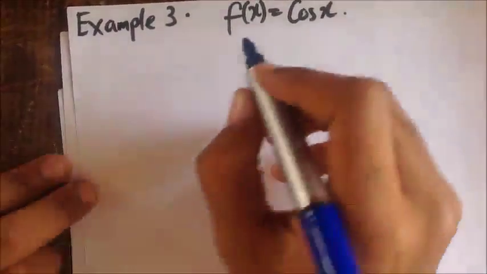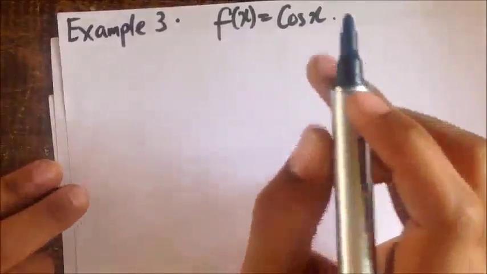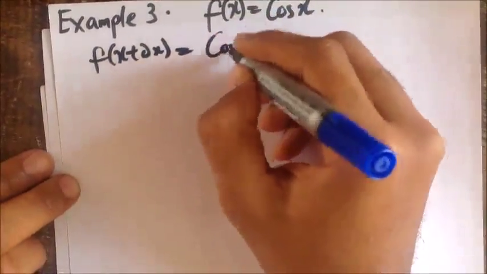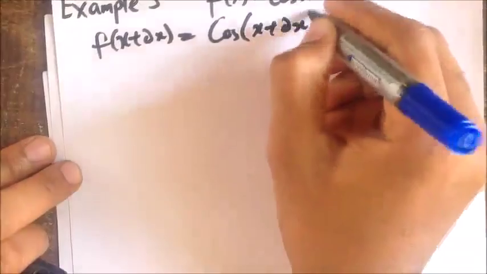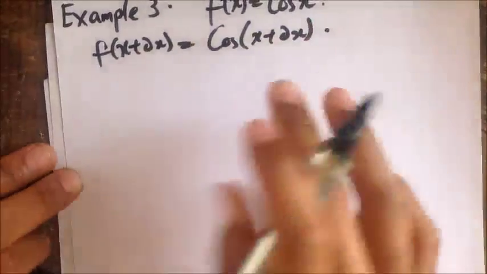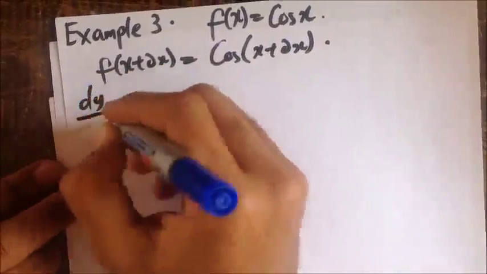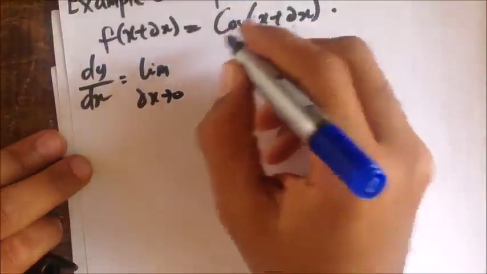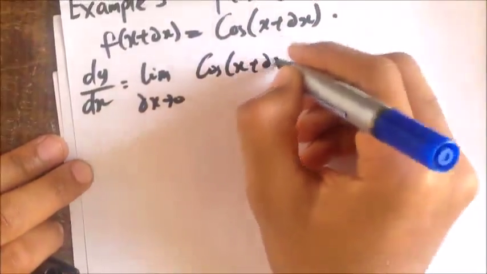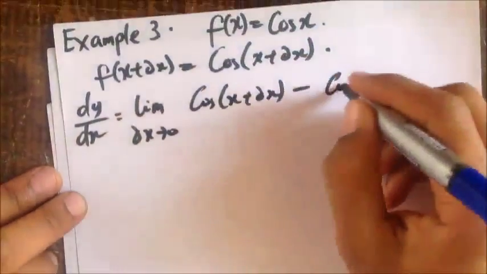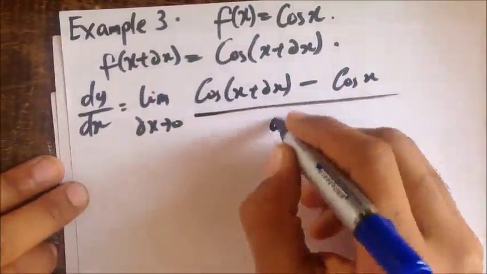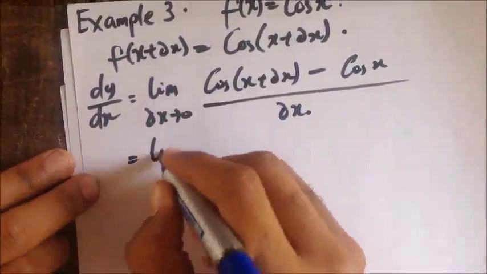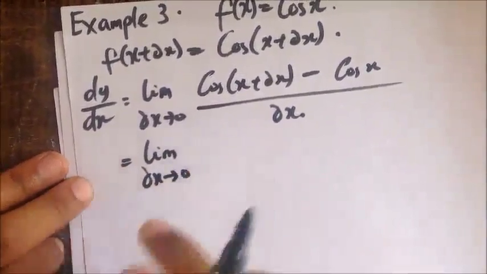At least very similar. If f of x is cos x, then f of x plus delta x is, we said, replace x with x plus delta x. Quite straightforward. Using this, we know our formula by now. dy/dx is just the limit as delta x tends to 0 of f of x plus delta x, which is cos(x plus delta x), minus f of x, cos x, divided by delta x. So dy/dx is equal to the limit of this.